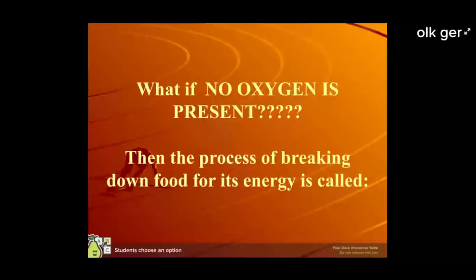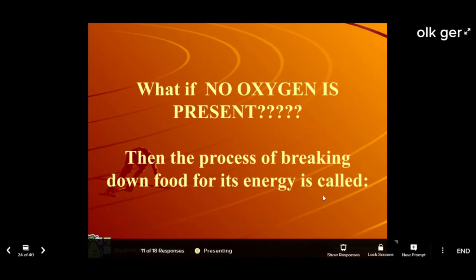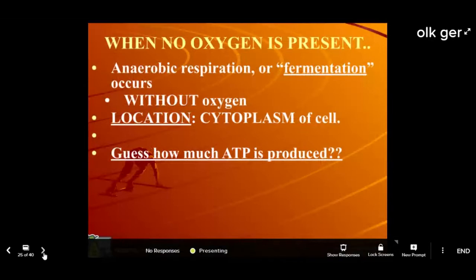Okay, so now we're going to talk about what happens when no oxygen is present. Last time we talked about when oxygen is present, and there's a whole process. We made a whole bunch of ATP, because remember when oxygen came in that last stage, that's when it really revs up the ATP. Well, now we're going to talk about when oxygen isn't present.